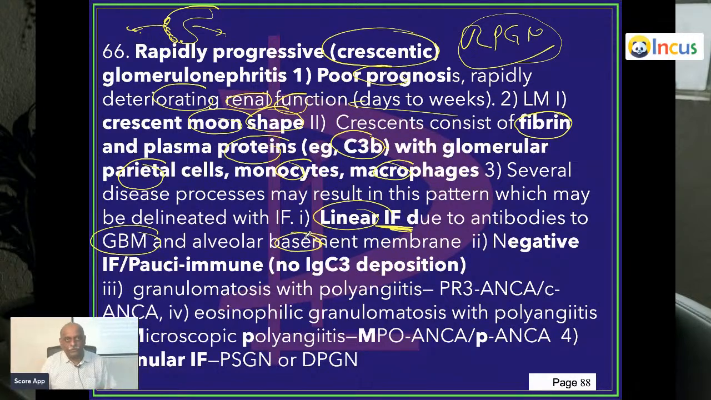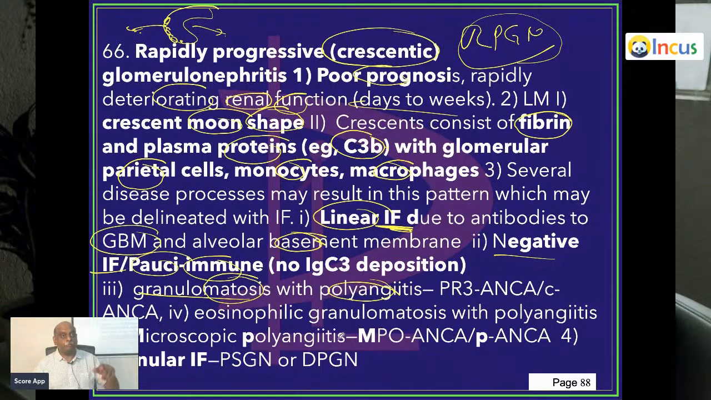So, one reason for the RPGN is Goodpasture. There, if you do immunofluorescence, you find a linear immunofluorescence deposition. Sometimes there will not be any immunofluorescence. That is called pauci-immune glomerulonephritis. Agreed? So, there are some vasculitides like Wegener's granulomatosis that also can lead to RPGN, where you have granulomatosis with polyangiitis along with ANCA, C-ANCA positivity.